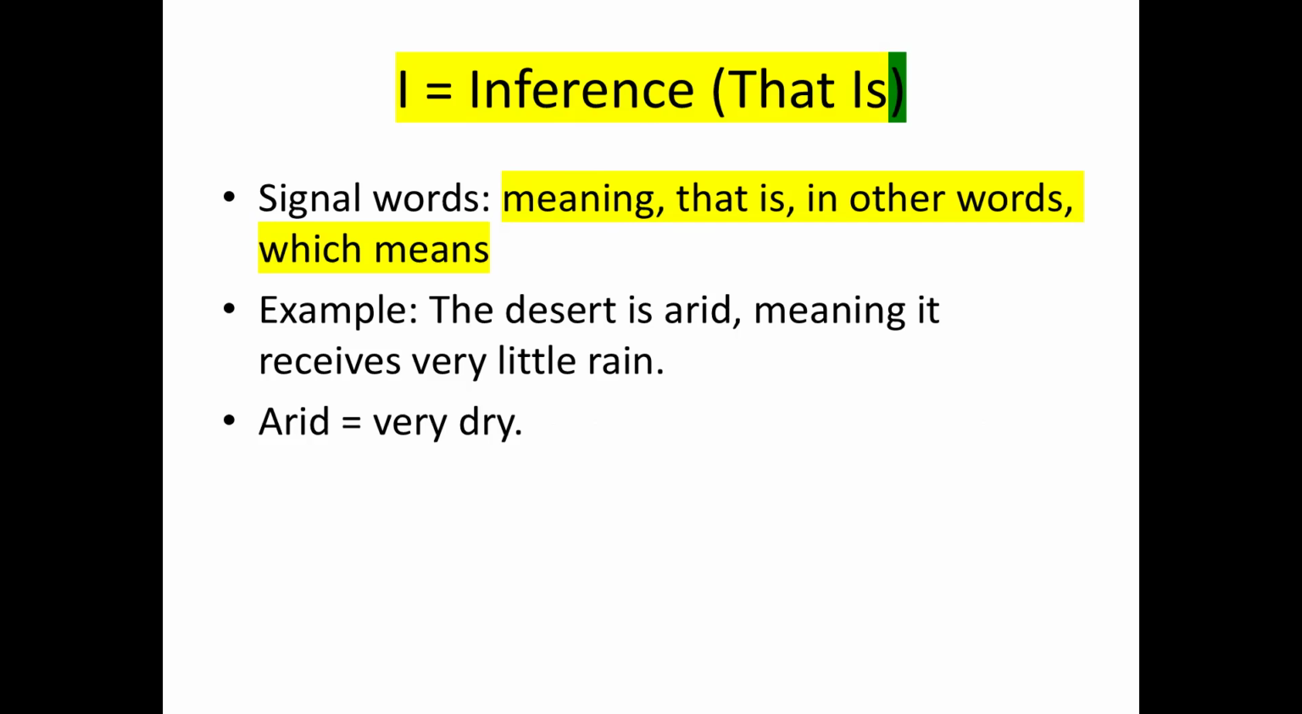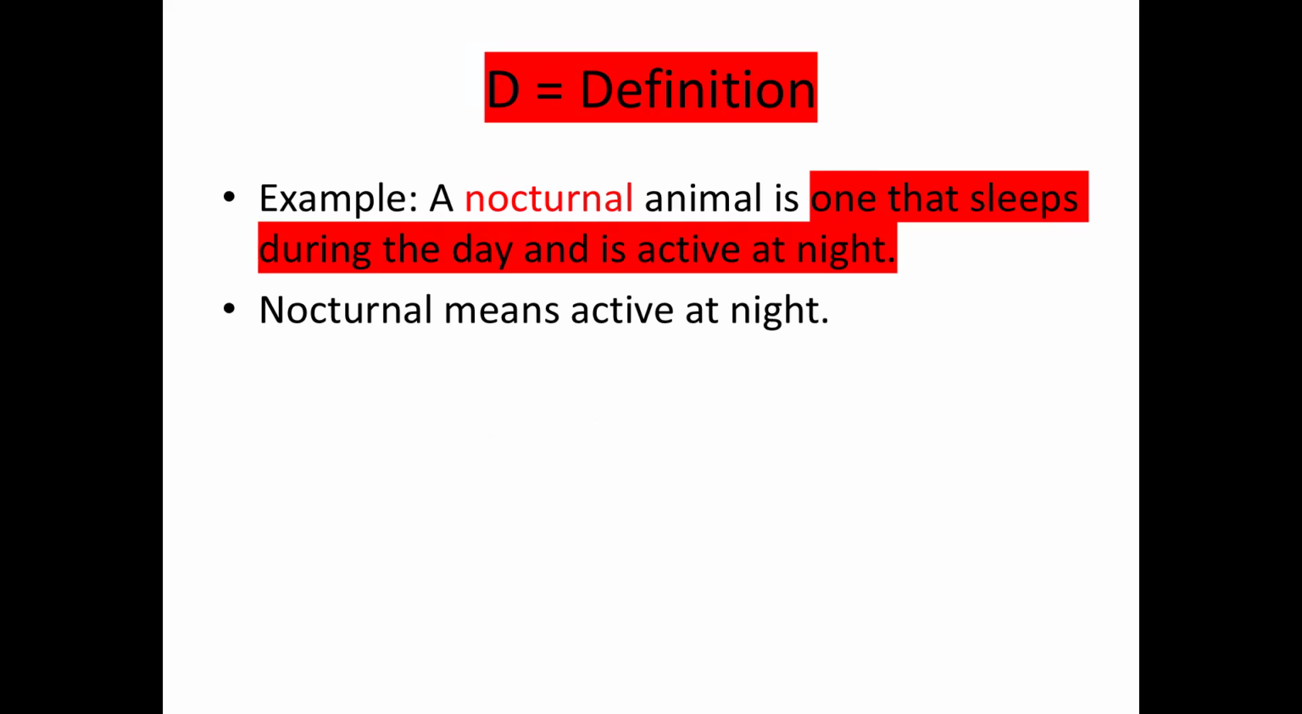The desert is arid, A-R-I-D, arid. I know you guys are going to say, Miss, what does that mean? That means it receives very little rain. It told you the meaning. The word arid means very dry. Everybody understand that now? Make sure you know your signal words and that we have them written down. Now let's look at the next one.